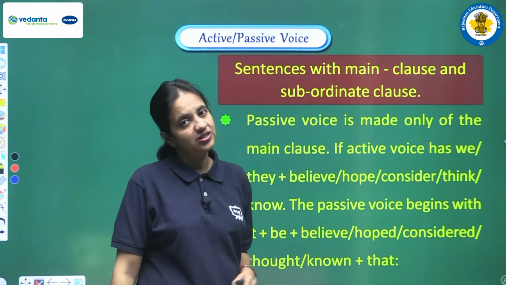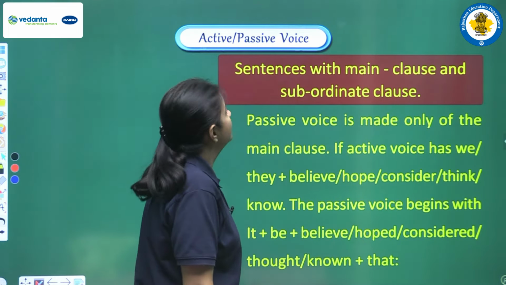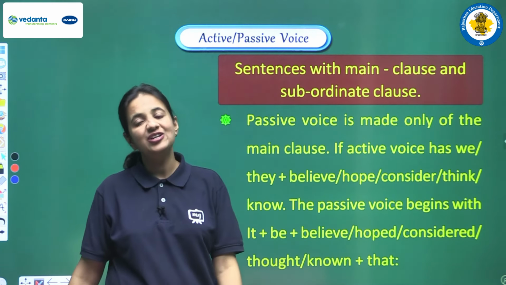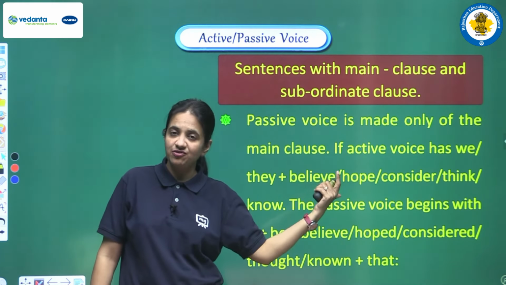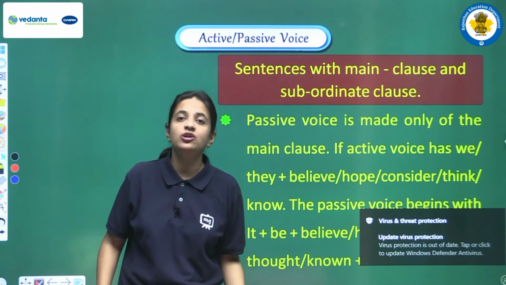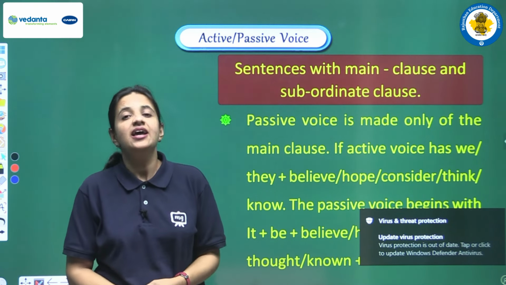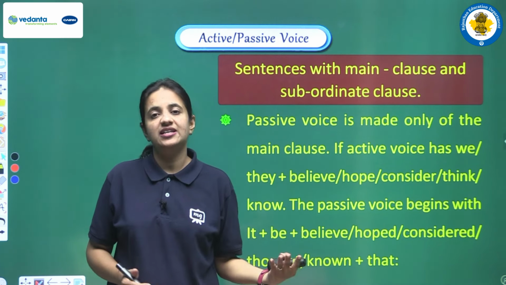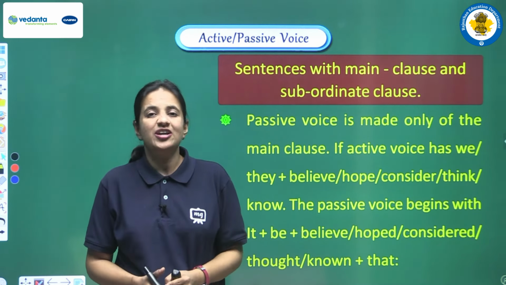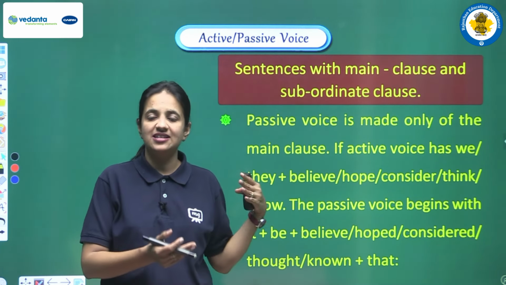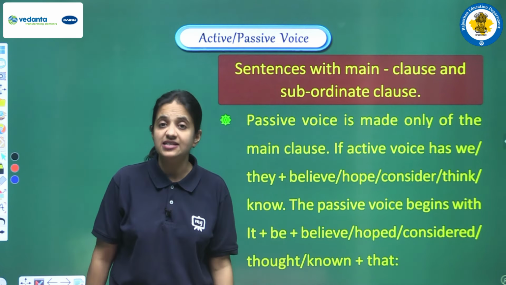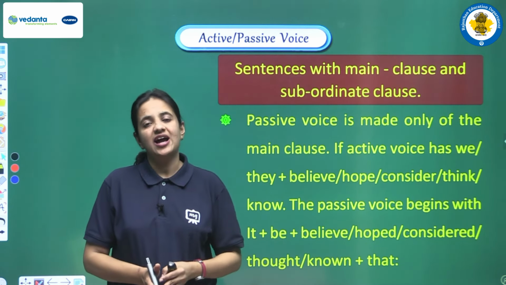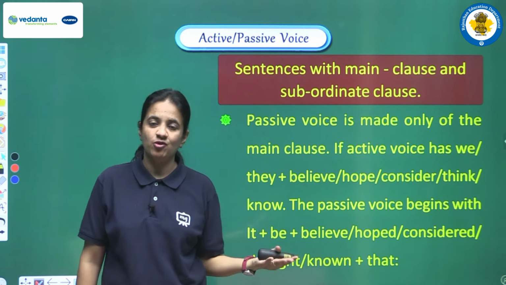Some more important rules we are having here. So let's see sentences with main clause and subordinate clause. This is another type of sentence in which we are having two clauses in one sentence, and one of them is known as the main clause and the other one is known as the subordinate clause. If we have such a sentence in the active voice and we have to convert it into passive voice, then what are the steps, what are the rules that we will learn here.